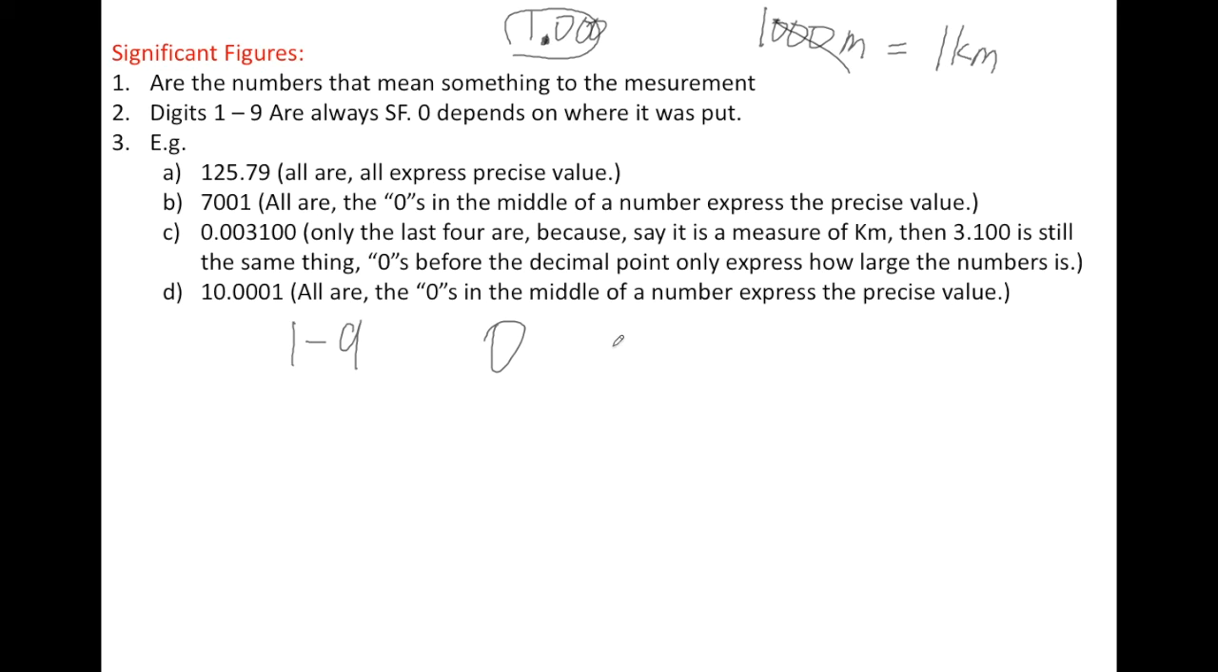Let's say there's some zeros that are between other digits. These zeros are always significant figures because it makes sense, right? They always express precise value. They're part of this whole bundle of numbers. And zeros before the whole bundle of non-zero digits are always not significant figures. So we've got 0.01004. These are the significant figures.